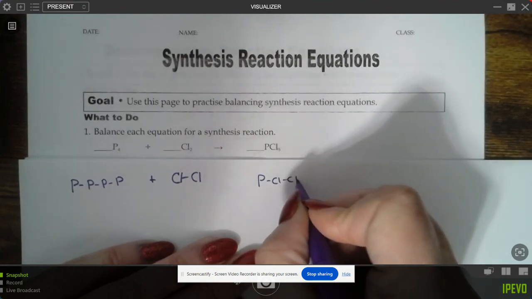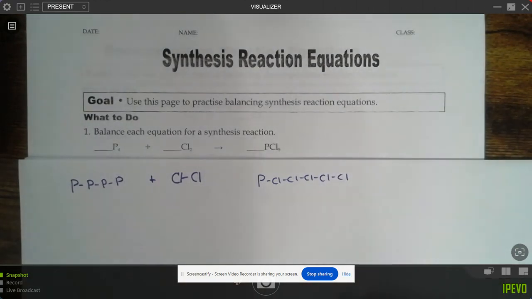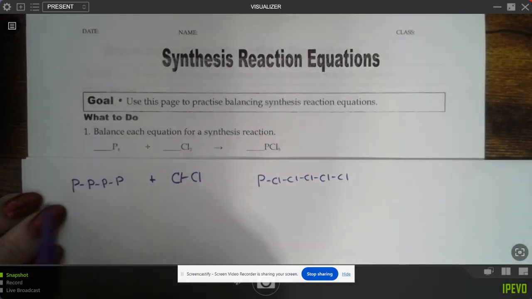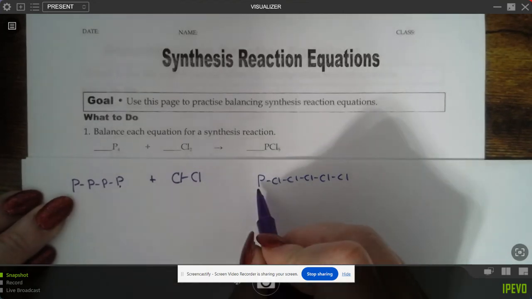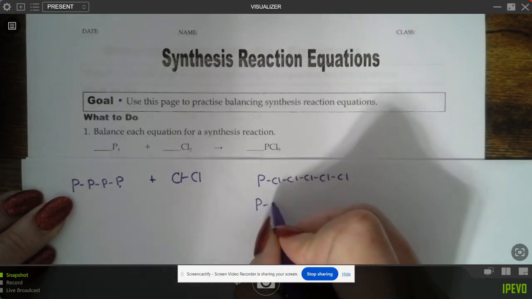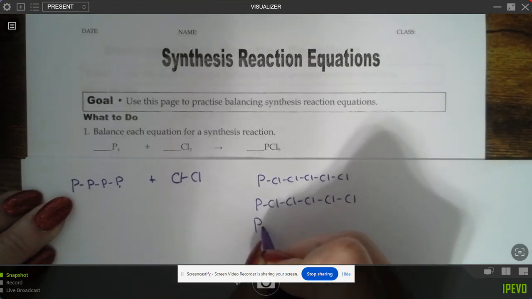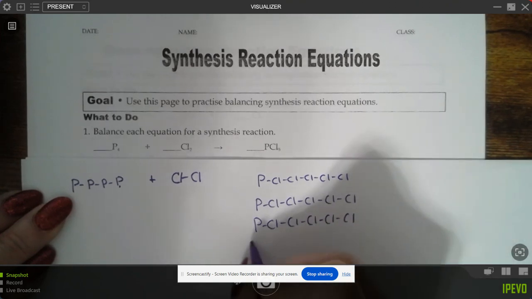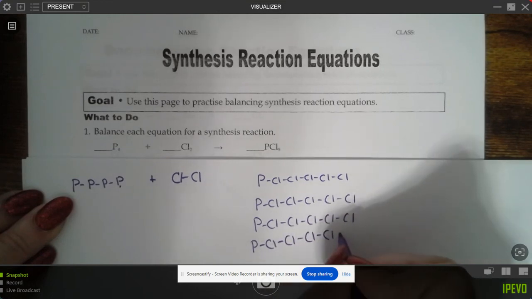1, 2, 3, 4, 5 Cls. All right. So this is a very busy one to start. But if I count over here, I have 1, 2, 3, 4 phosphorus. Over here, I only have 1. You know what that means? I need 3 more of this whole compound. So P, 1, 2, 3, 4, 5. 1, 2, 3, 4, 5. 1, 2, 3, 4, 5.